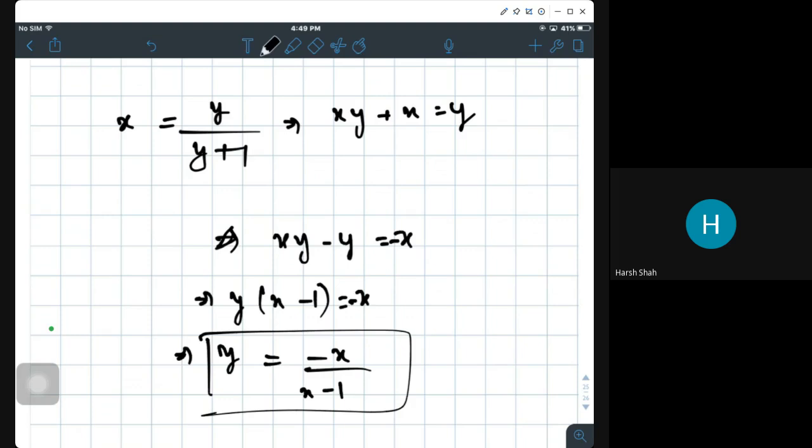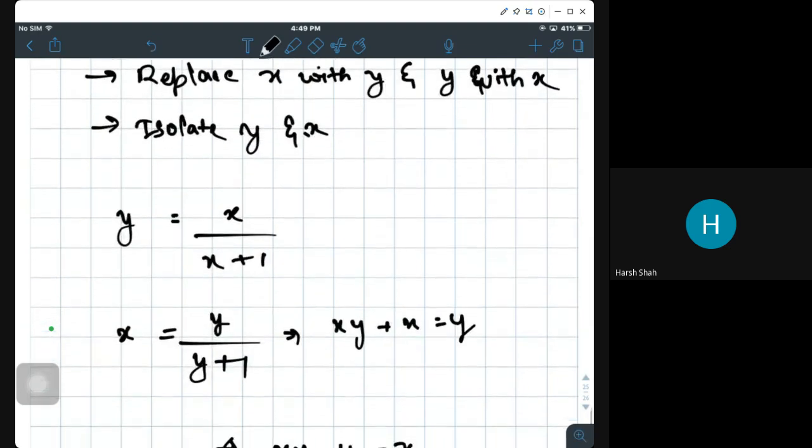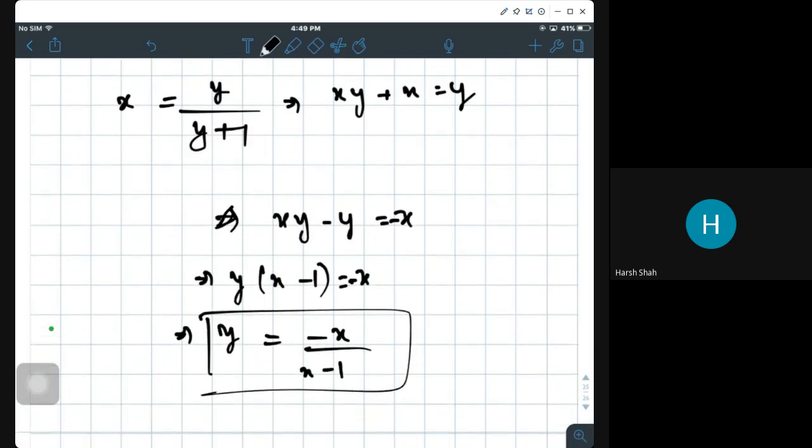I'm just assuming that it is bijective. You check this condition once and then only do these things. But I was just showing you these two steps. I hope it is fine. Isolation means try to write that this y should be alone. This is your f inverse. Can I get a thumbs up if it is clear?